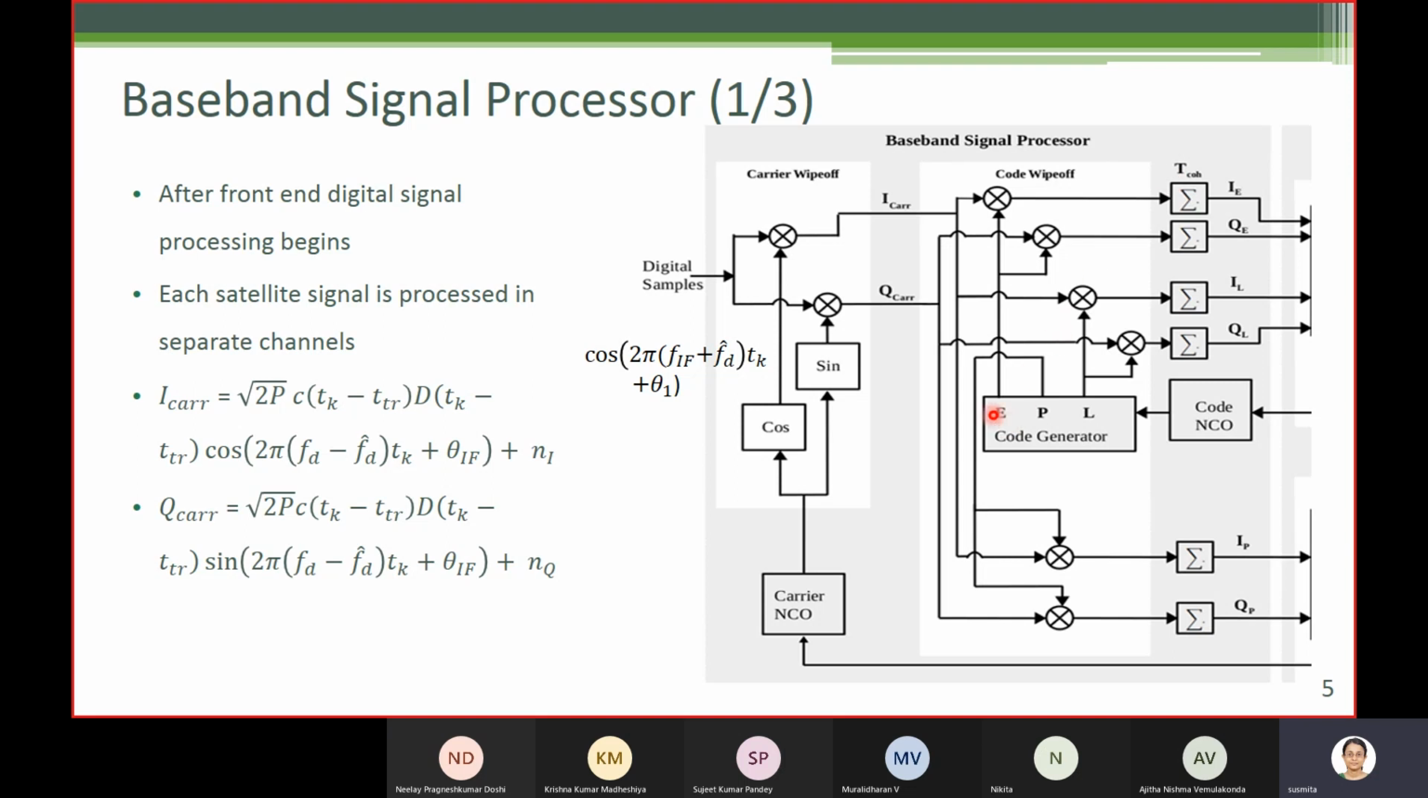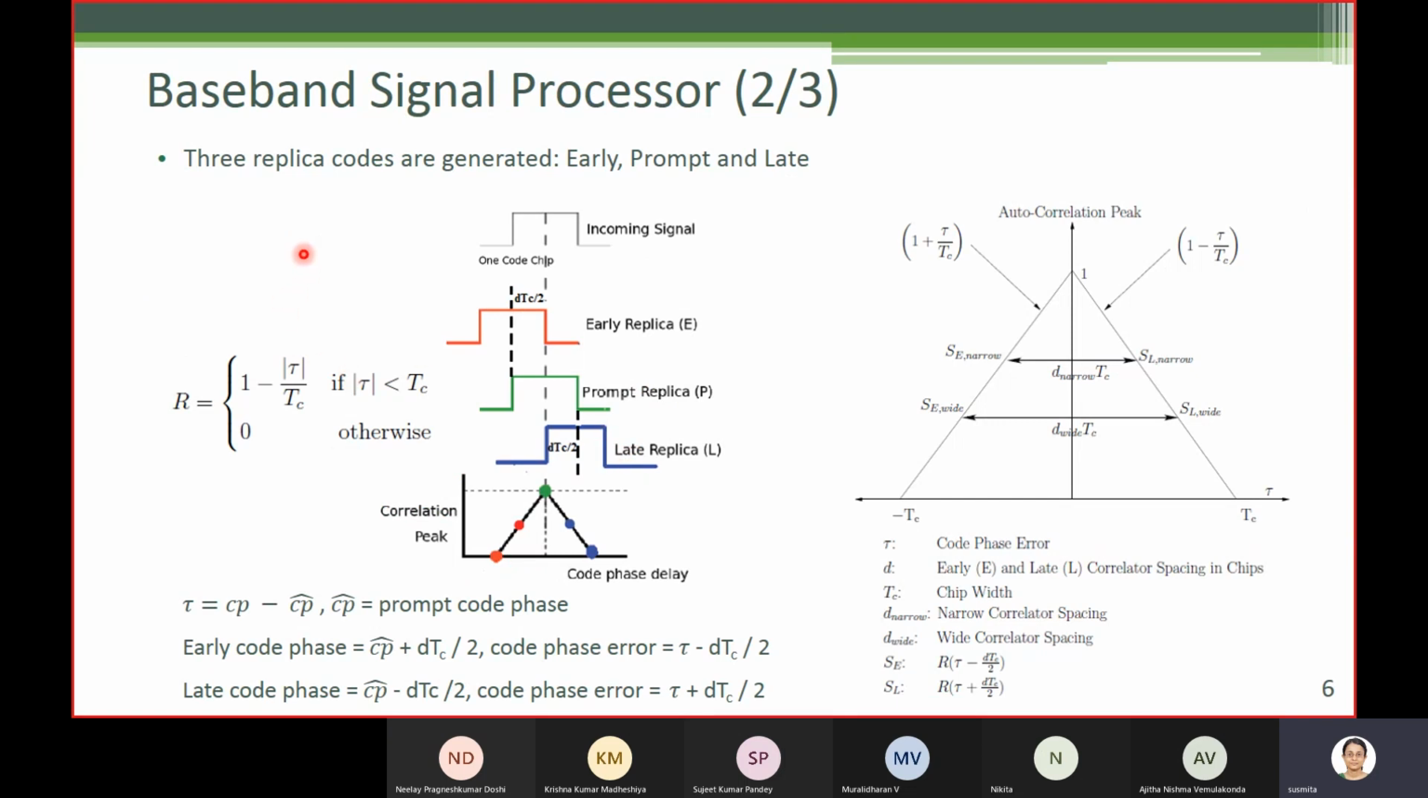Now let's see why we have early, prompt and late again. We discussed this, but let's discuss this again because understanding this is very important. Early, prompt and late: why do we have 3 different replica codes generated inside the receiver? For this purpose, let's consider the primary peak of the autocorrelation function. This is the primary peak of the autocorrelation function after some approximation. And we also discussed the mathematical function for it.